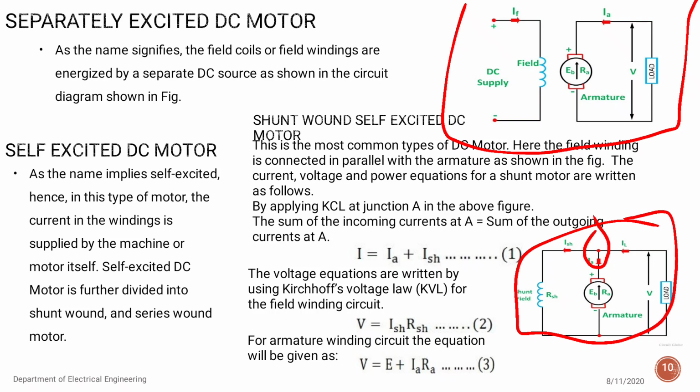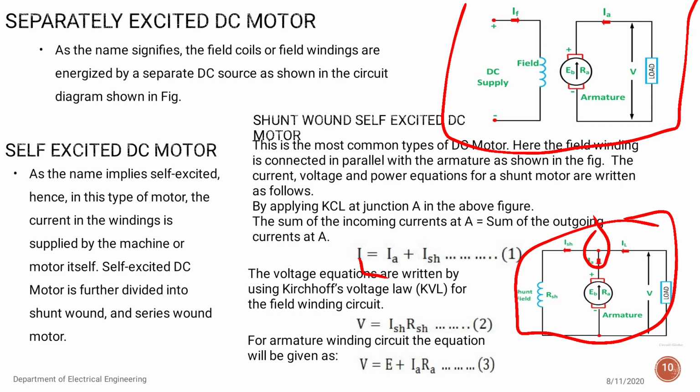Then at that node, if we apply the KCL, that is Kirchhoff's current law, the sum of incoming currents is equal to the sum of outgoing currents. So if we apply the KCL at that junction A, then the sum of incoming currents at this point is equal to I. So IL is equal to IA plus ISH.